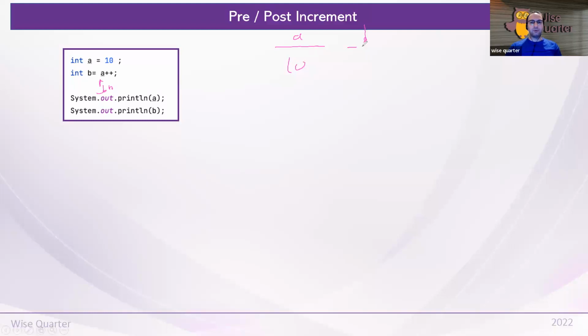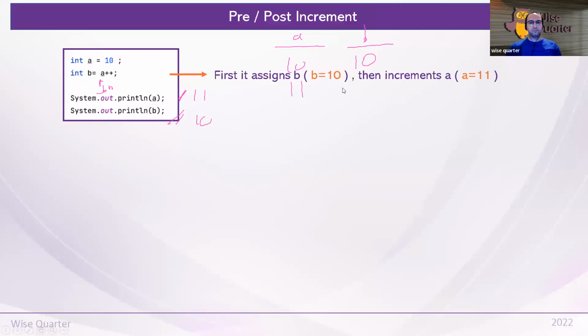When I make the assignment, B will be 10. After the assignment, I will increase the value of A. It will become 11. If I print A, it will be 11. If I print B, it will be 10. It will assign B, and then it will do the increment, and it will be 11. It will print 11 and 10, as I told you.